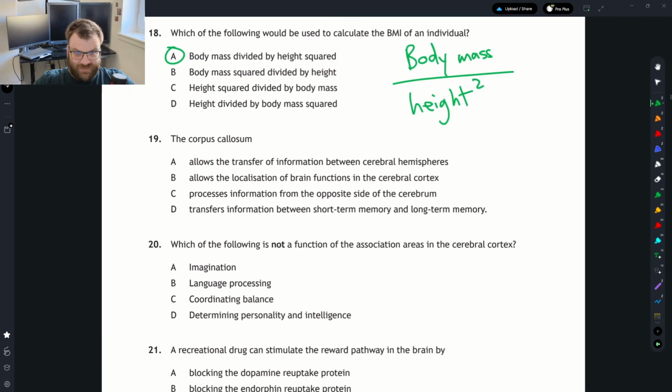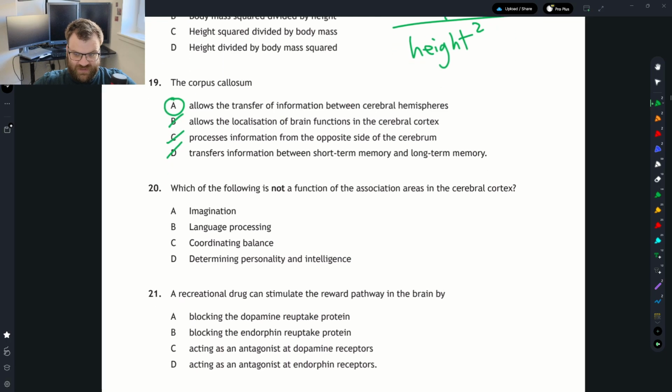Corpus callosum is the part of the brain that connects the two hemispheres. That sounds good. Localization isn't talking about a connection. It allows information to pass between the opposite sides but isn't processing it. And it's not to do with short term, long term, it's to do with the two hemispheres, two sides of the brain. That one is answered there.